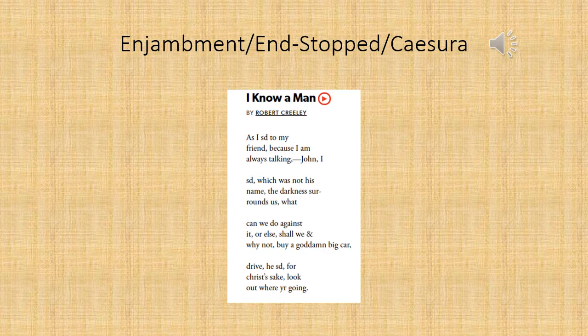"Always talking, John I." Now we get the caesura, right? The break, the bleeding over of "John I" to the second stanza, "said." So this whole poem is enjambed and caesured. Caesured between sentences or between stanzas, and enjambed between lines. And then we sort of get the end stop at the very end of the poem, right? Not all poetry you're going to see this semester ends with an end stop. Not all poetry has a period at the very end.